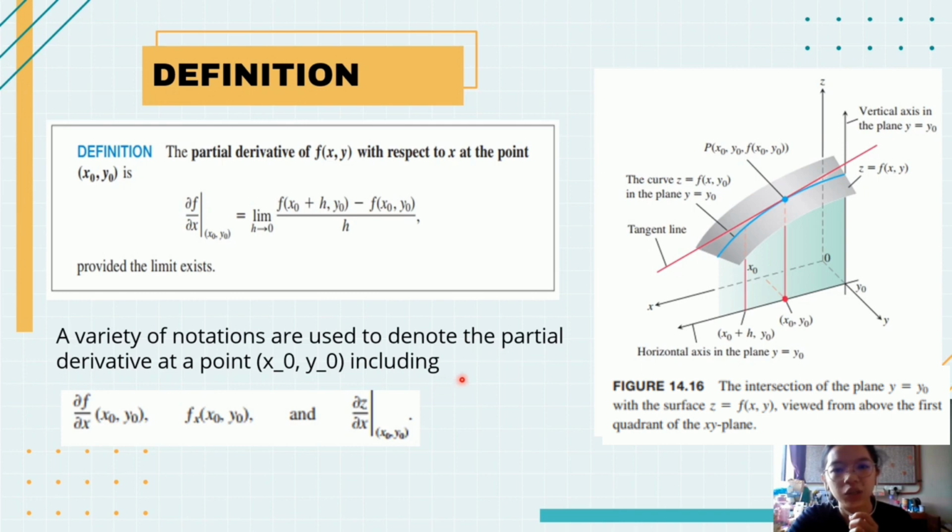A variety of notations are used to denote the partial derivative at the point (x0, y0), including ∂f/∂x (x0, y0), fx(x0, y0), and also ∂z/∂x (x0, y0).